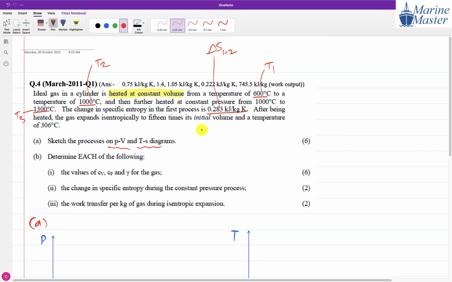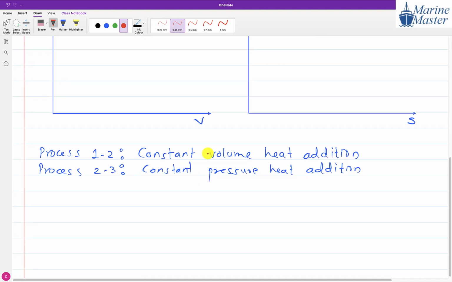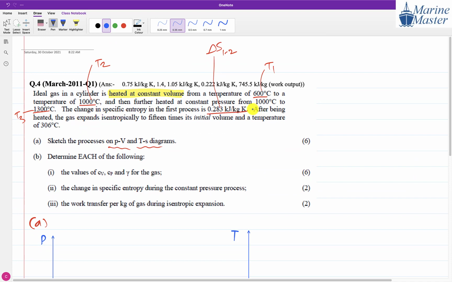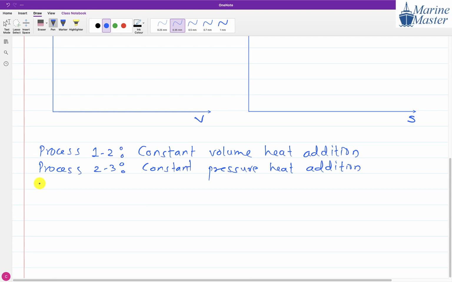The first process is constant volume heat addition, the second is constant pressure heat addition. After being heated, try to see the scenario. What is happening? The gas expands isentropically. What is the meaning of the word expand? Expansion. So what will be our next process? Process 3 to 4 will be adiabatic, isentropic expansion.